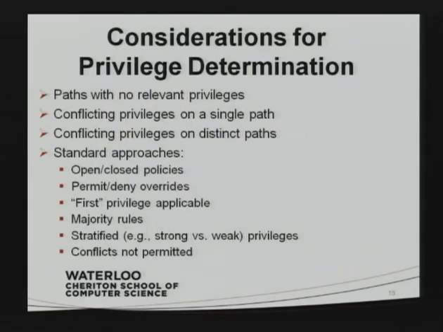So here are the considerations that you have to keep in mind. You have to somehow worry about the paths that go up and eventually reach a node where there are no permissions anywhere along that path. What are we going to do if I reach such a node? We have to worry about conflicting permissions on the same path. So as I go up the path, I get to some node that says I have permission, but if I go further up the path, I get to another node that says I don't have the permission. Who wins?